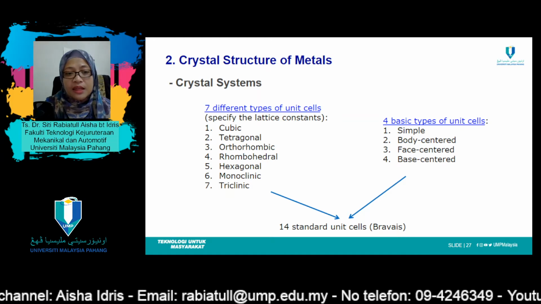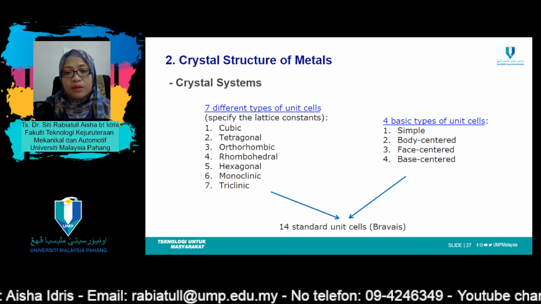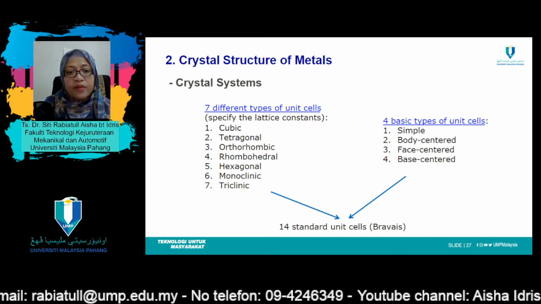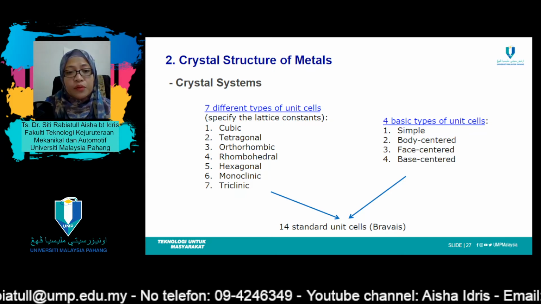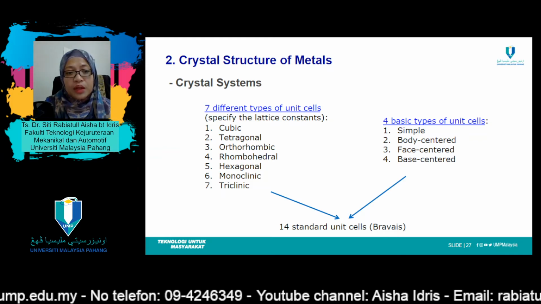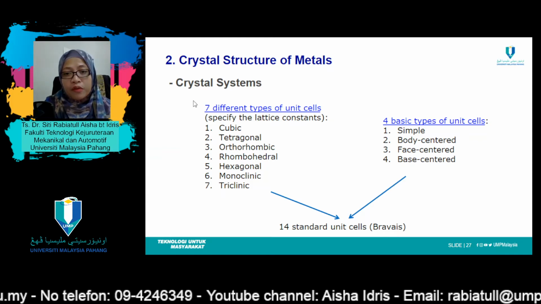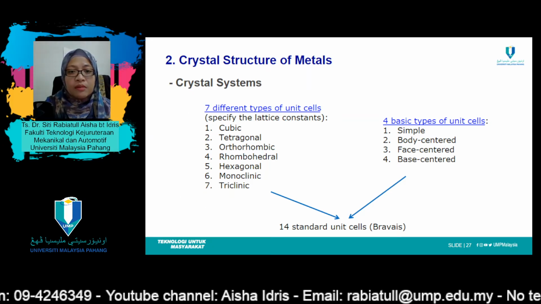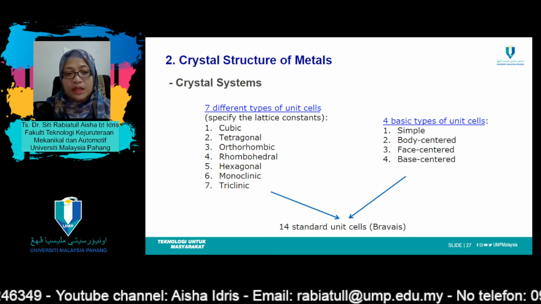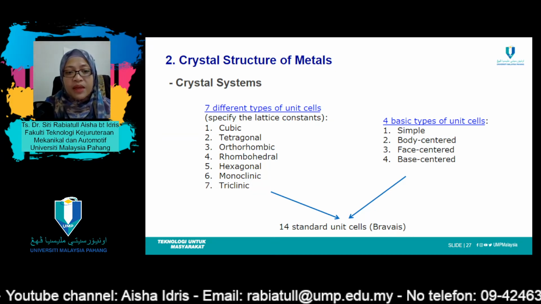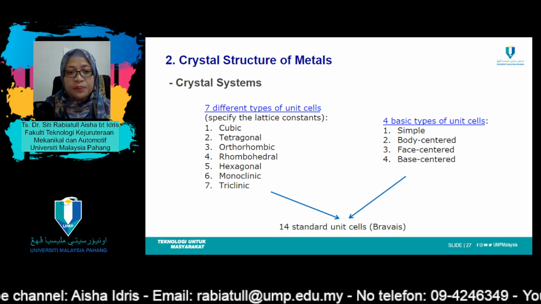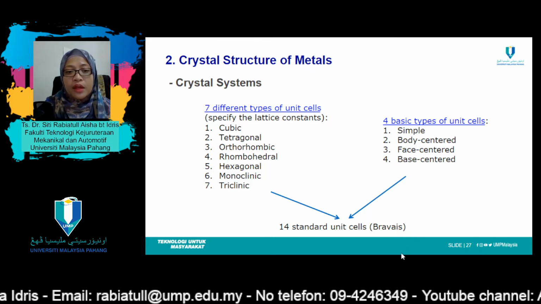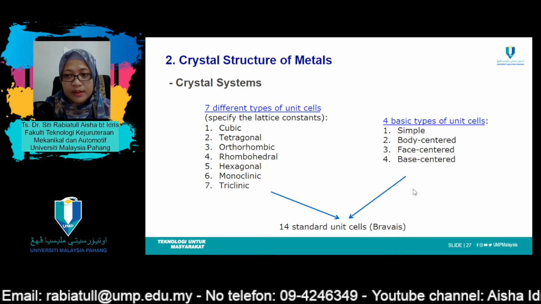That is, the lattice points are indistinguishable from one another. Thus, a Bravais lattice can be referred to as one of the 14 types of unit cell that a crystal structure can be made up of. Like this one, these are the 7 different types of unit cell in Bravais lattice. Out of the 14 types of Bravais lattice, some 7 types in 3D space are also listed over here, and the other 4 are the basic types of unit cell.